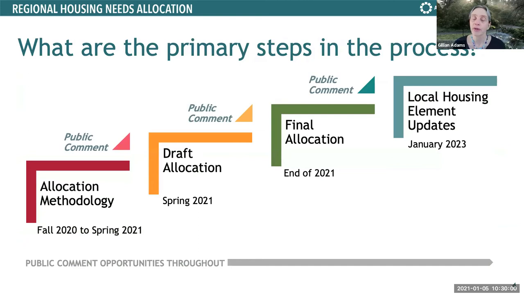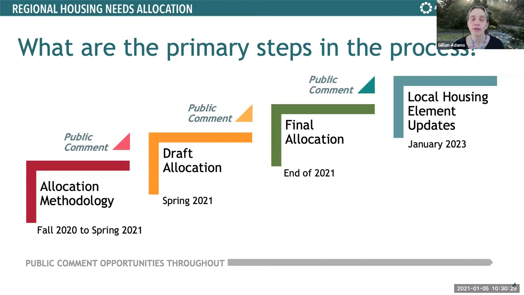This slide shows some of the key milestones in the RHNA process. The heart of ABAG's work on RHNA is our topic today, developing the methodology to allocate a portion of housing needs to each Bay Area community. At the end of my presentation, I'll provide more details about the near-term next steps for approving the methodology, but here I wanted to highlight that once the final methodology is approved, it will be used to develop a draft allocation for every jurisdiction in the spring of 2021.